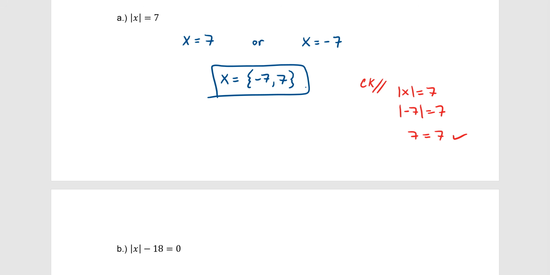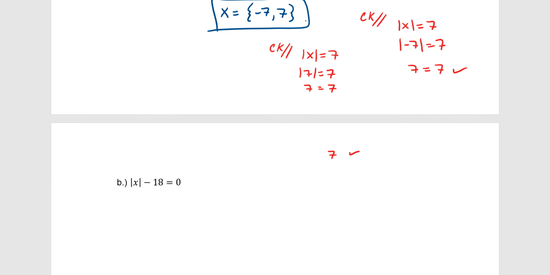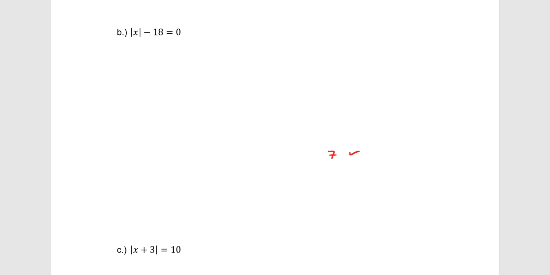And also checking it for the other one, for +7, we have the absolute value of x equals 7. We plug in 7, and we get the absolute value of 7 is 7, which once again we know is true, so that we know that we are correct with our 2 answers here. Okay, so let's do a couple more.